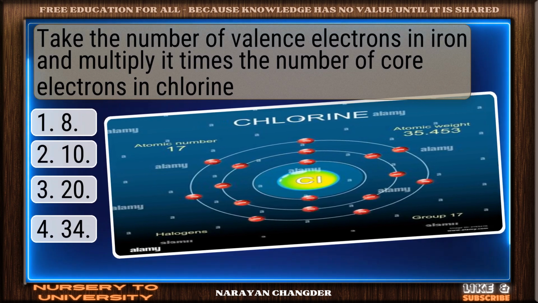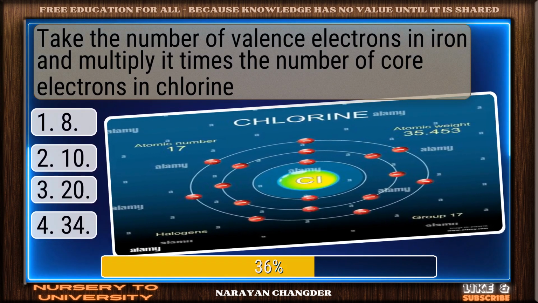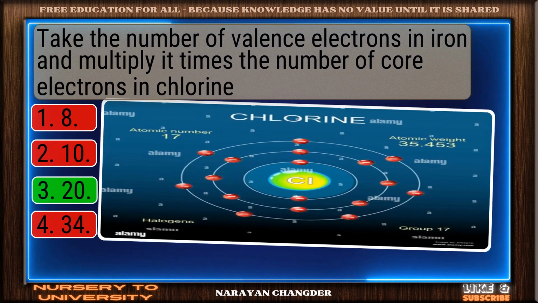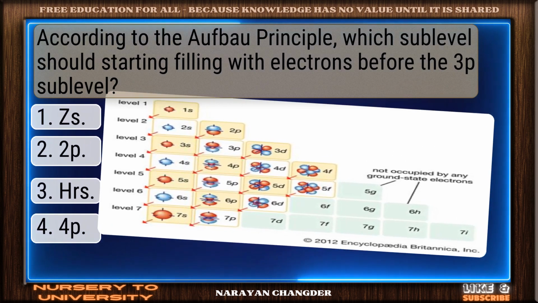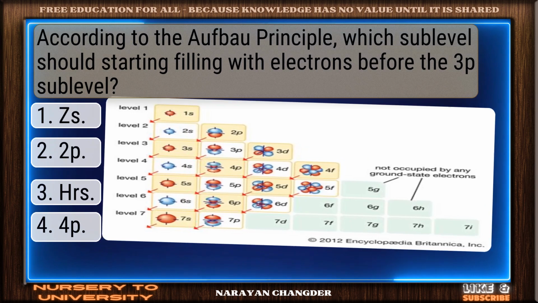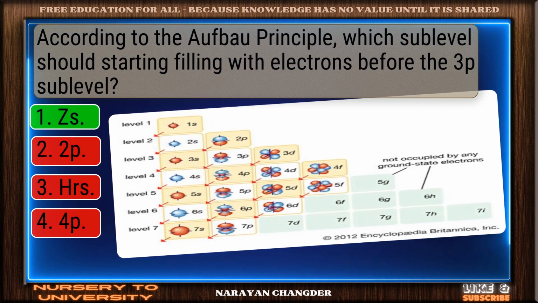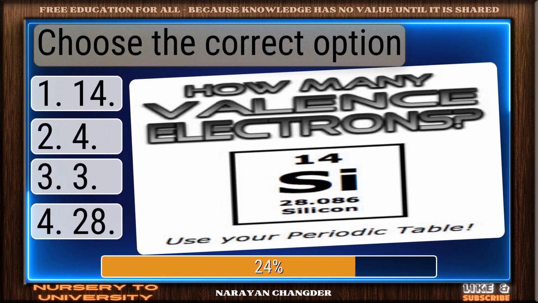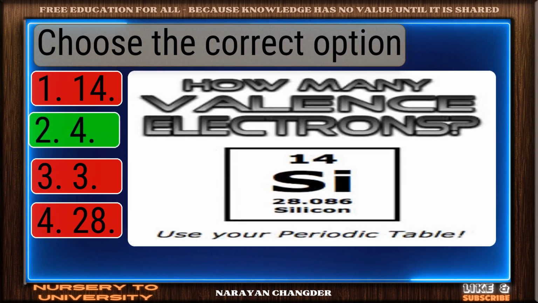Take the number of valence electrons in iron and multiply it times the number of core electrons in chlorine. Good job. Your answer 20 works well here. According to the Aufbau principle, which sublevel should start filling with electrons before the 3p sublevel? Correct. 3s is the right answer. Choose the correct option. Great job, 4 is the accurate answer.